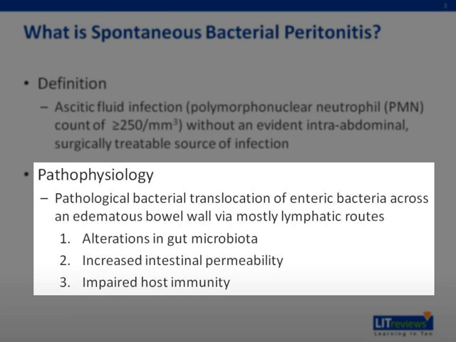The pathophysiology of SBP is a pathological bacterial translocation of enteric bacteria across an edematous bowel wall via mostly lymphatic routes. In the setting of advanced liver cirrhosis, there are several changes, such as 1. Alterations in gut microbiota, whereby increased prevalence in pathogenic bacteria and changes in fecal microbial composition develop. 2. Increased intestinal permeability due to structural and functional alterations in the intestinal mucosa. 3. Impaired immunity due to a marked reduction in opsonic and bactericidal activity in cirrhosis. Therefore, SBP occurs due to enteric bacterial translocation across an edematous bowel wall in a cirrhotic patient with reduced immune function.